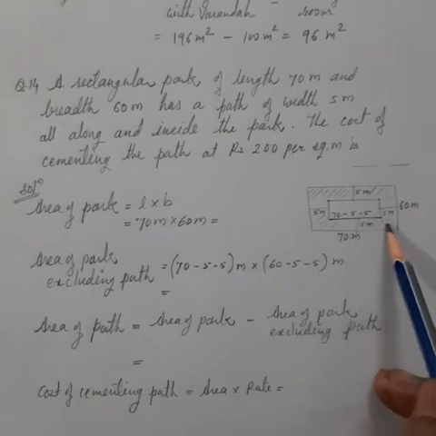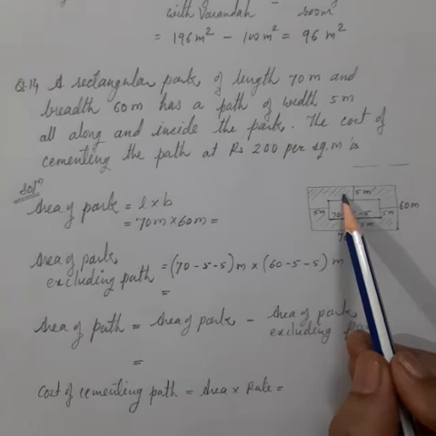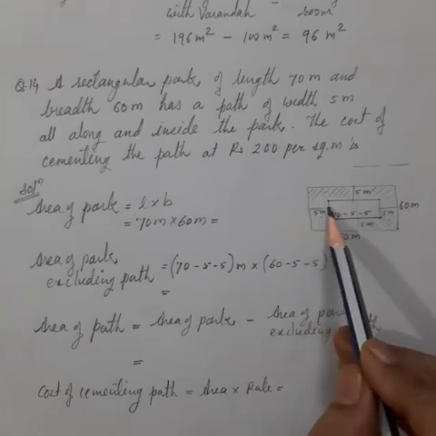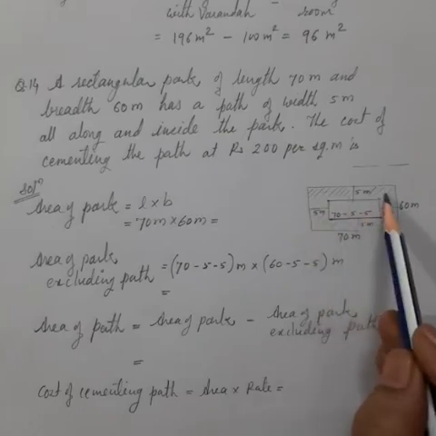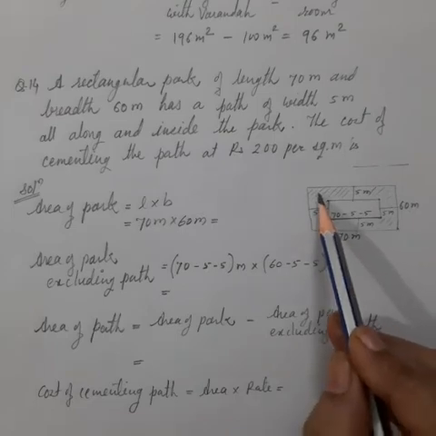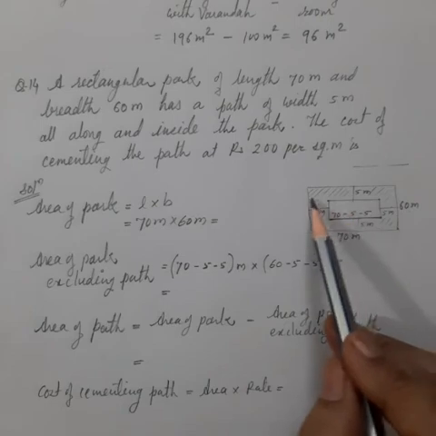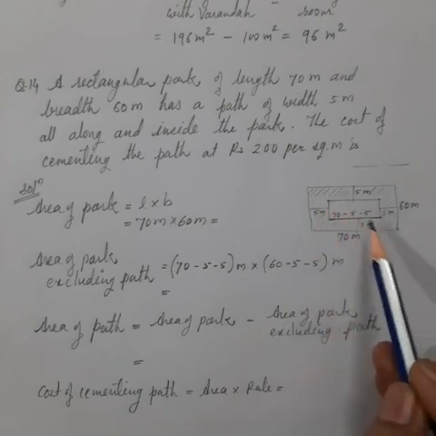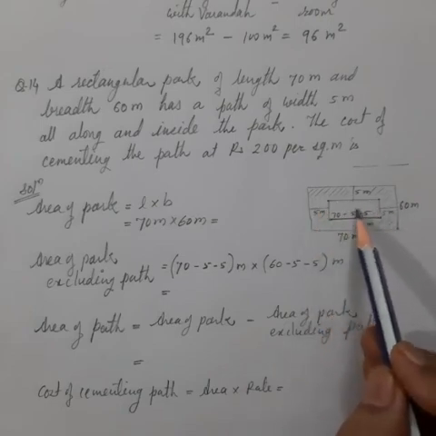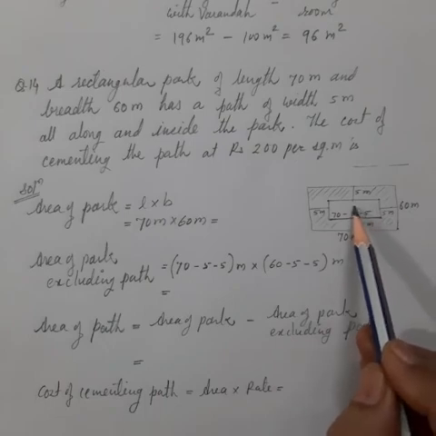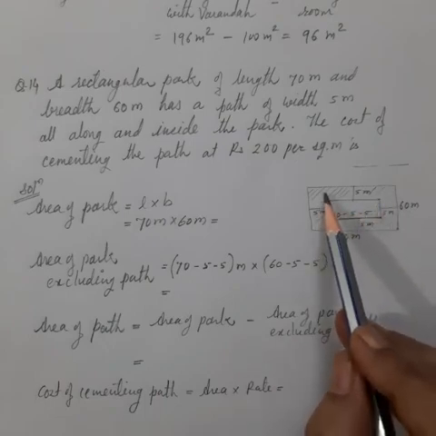And the park has a path all along its sides but from the inside. Width of the path is 5 meter. We have to find out the area of this path. To find the area of this path, from the total area of the park, we have to subtract this remaining area. Area of the park excluding this path.